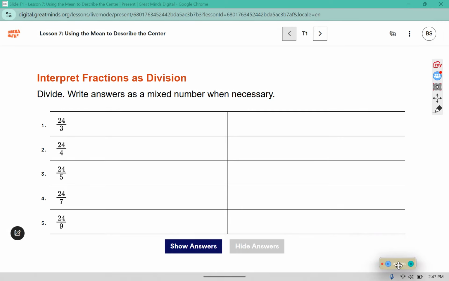Divide. Write answers as mixed numbers when necessary. 9 can fit into 24 2 times. 9 times 2 is 18, but I need to get up to 24. So 18 plus 6 more would give me 24. So that's 2 wholes and 6/9 left over.